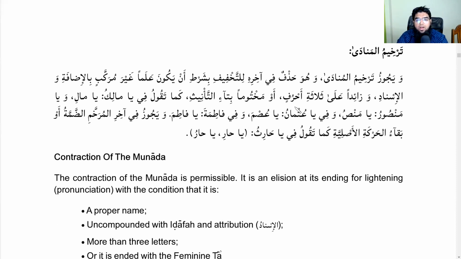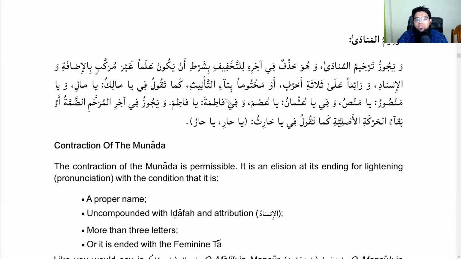وَزَائِدًا عَلَى ثَلَاثَةِ أَحْرُفٍ. And it should be more than 3 letters. For 3 letters, what can you do? Zaid? Ya Zaid? No. It should be more than 3 letters, أو مختوما بتاء التأنيث, or it is ending with feminine ta. كما تقول في Malik.